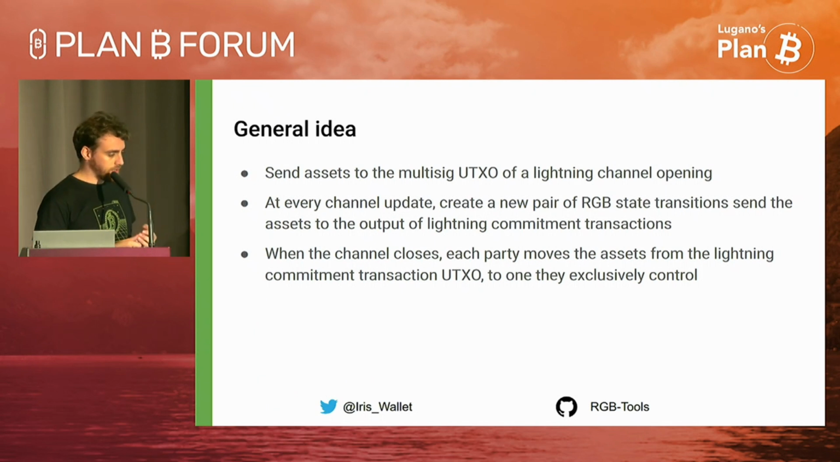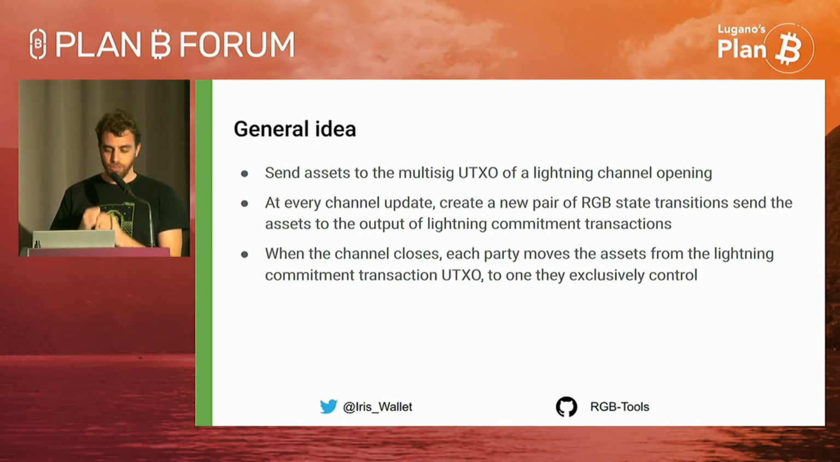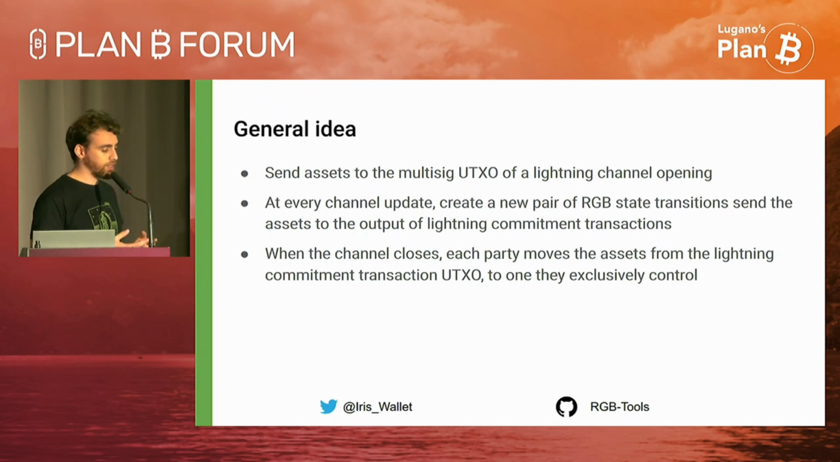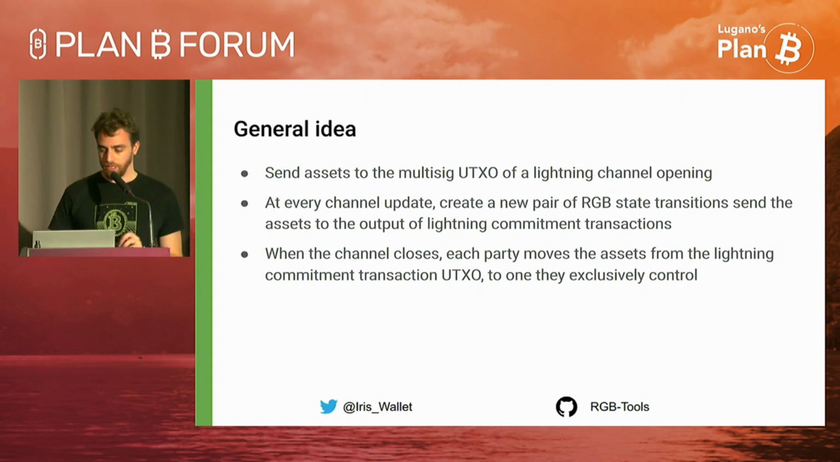So now let's go a bit more into details of how this works. The general idea is that we first send assets to the multi-sig UTXO of a Lightning channel opening. Then for every channel update, we create a new pair of RGB state transitions that send the asset to the outputs that are created by the Lightning commitment transactions. And then when we close the channel, each party moves the asset from the Lightning commitment transaction to a UTXO that they control exclusively, like they do with Bitcoin on Lightning.